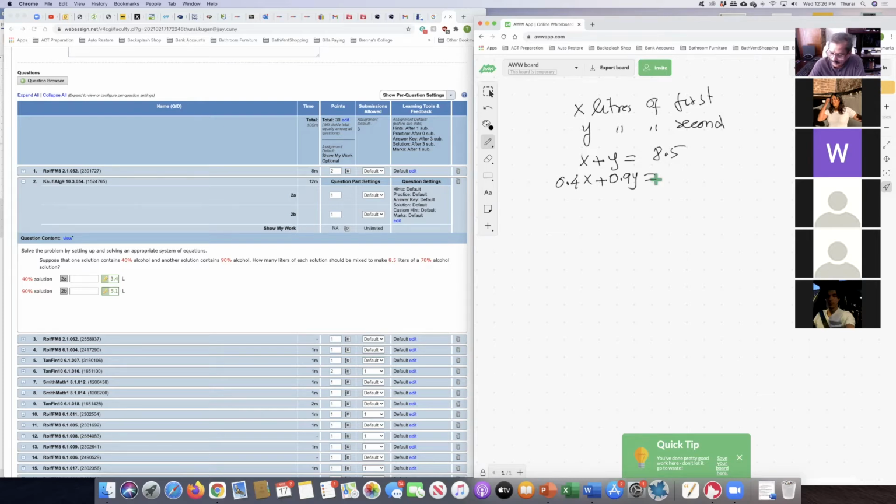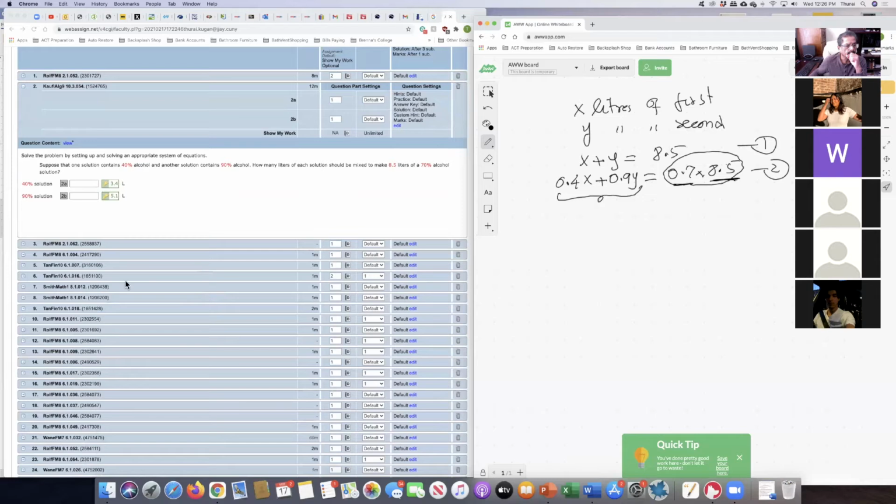So 70% of what? 8.5. The volume of the mix is 8.5, right? So 0.7 times 8.5. So that's your second equation. 70% of the total volume of the mixture gives you the total alcohol in the mixture. It should be equal to the total alcohol coming from each. That's your second equation. Okay, you got it? Yes. Moving to the next one. What's the other one?